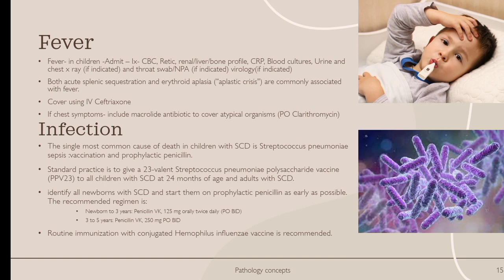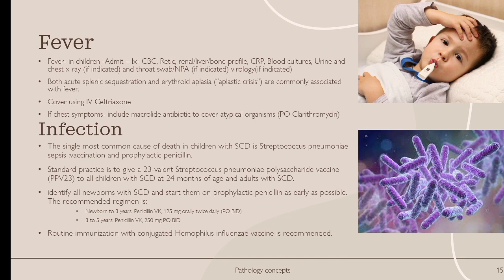Fever. Fever in children is a criterion for admission. Investigations required are CBC, renal, liver, bone profile, blood culture, urine and chest X-ray if indicated, throat swab, and virology if indicated. Acute splenic sequestration and erythroid aplasia are commonly associated with fever. The treatment is IV ceftriaxone. If chest symptoms are present, add macrolide antibiotics also.